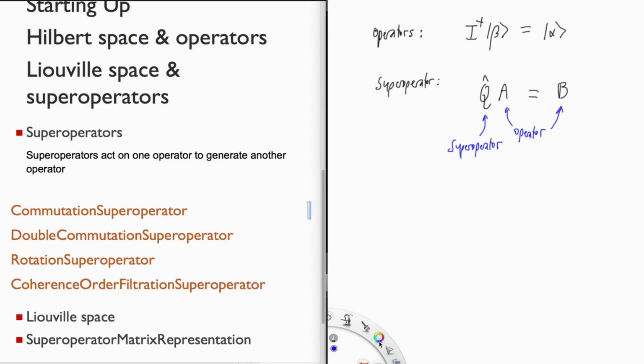Let's think of some examples. An example which is very common in NMR is a rotation superoperator. In fact, when we talk about NMR, we often use such a superoperator, but without actually using that language. Nevertheless, it's quite intuitive to us, I think.